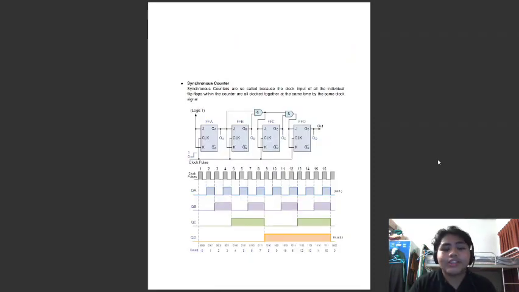The next one is the synchronous counter. What is a synchronous counter? In a synchronous counter, the clock inputs of all the individual flip-flops within the counter are clocked together at the same time by the same clock signal. So these are examples of the synchronous counter, and it is driven by clock pulses.